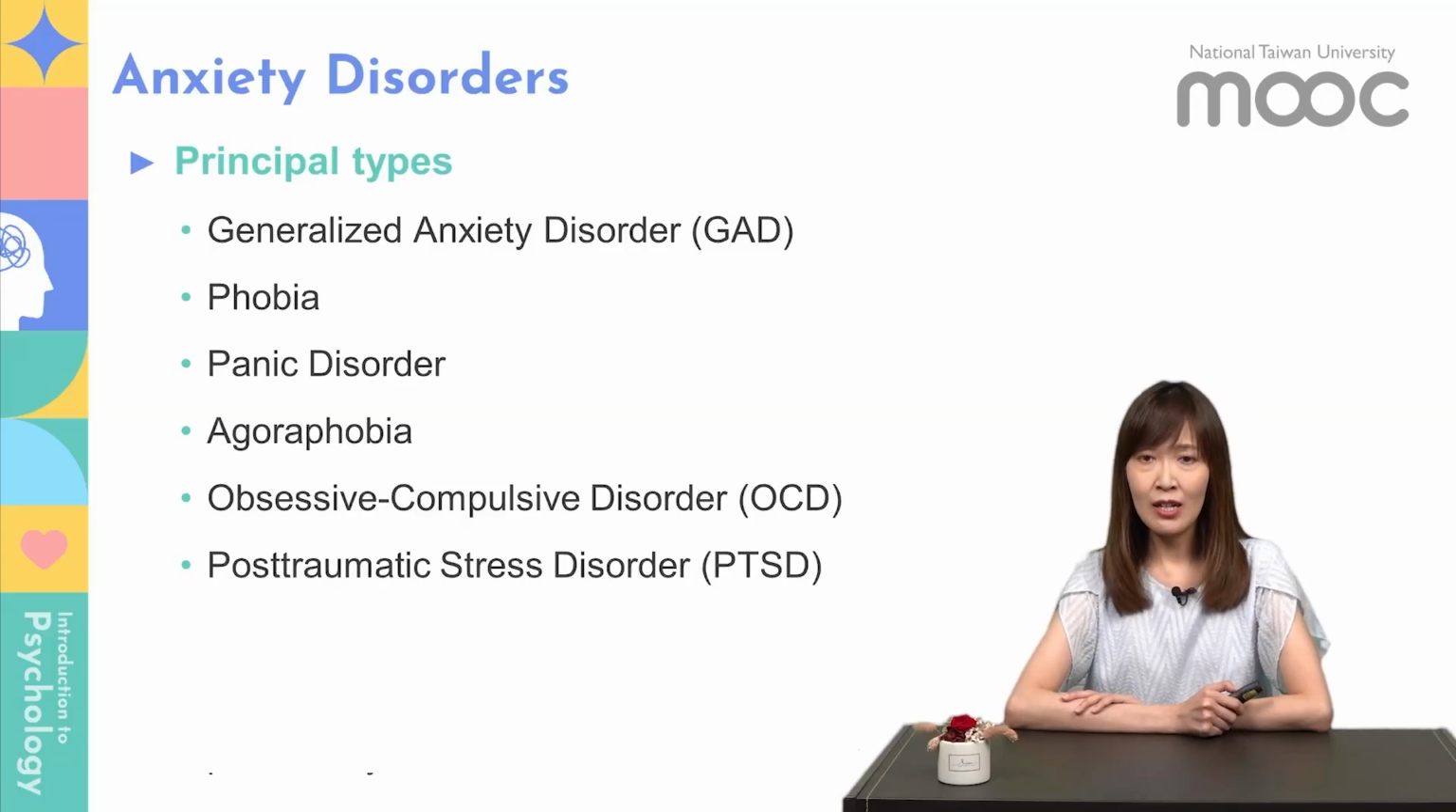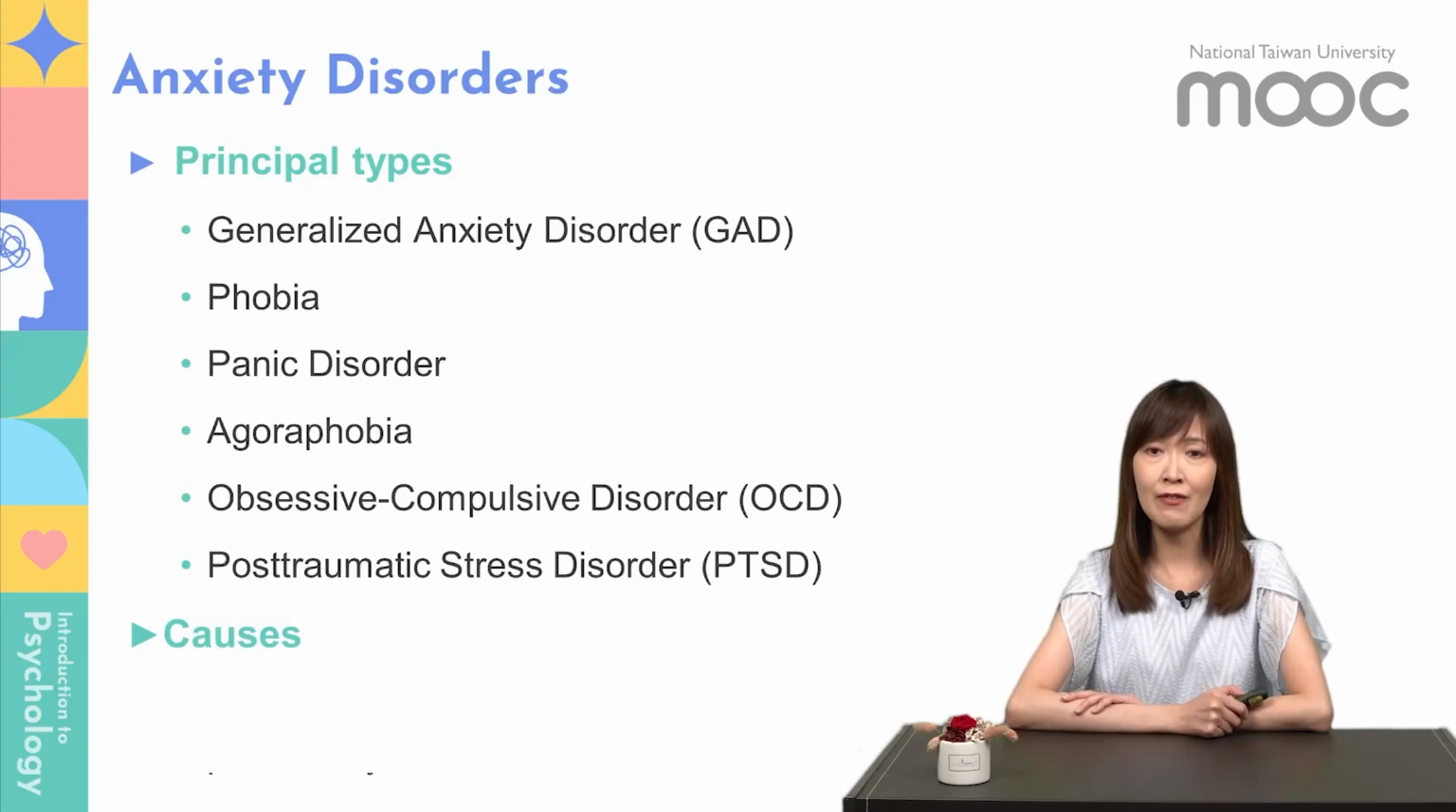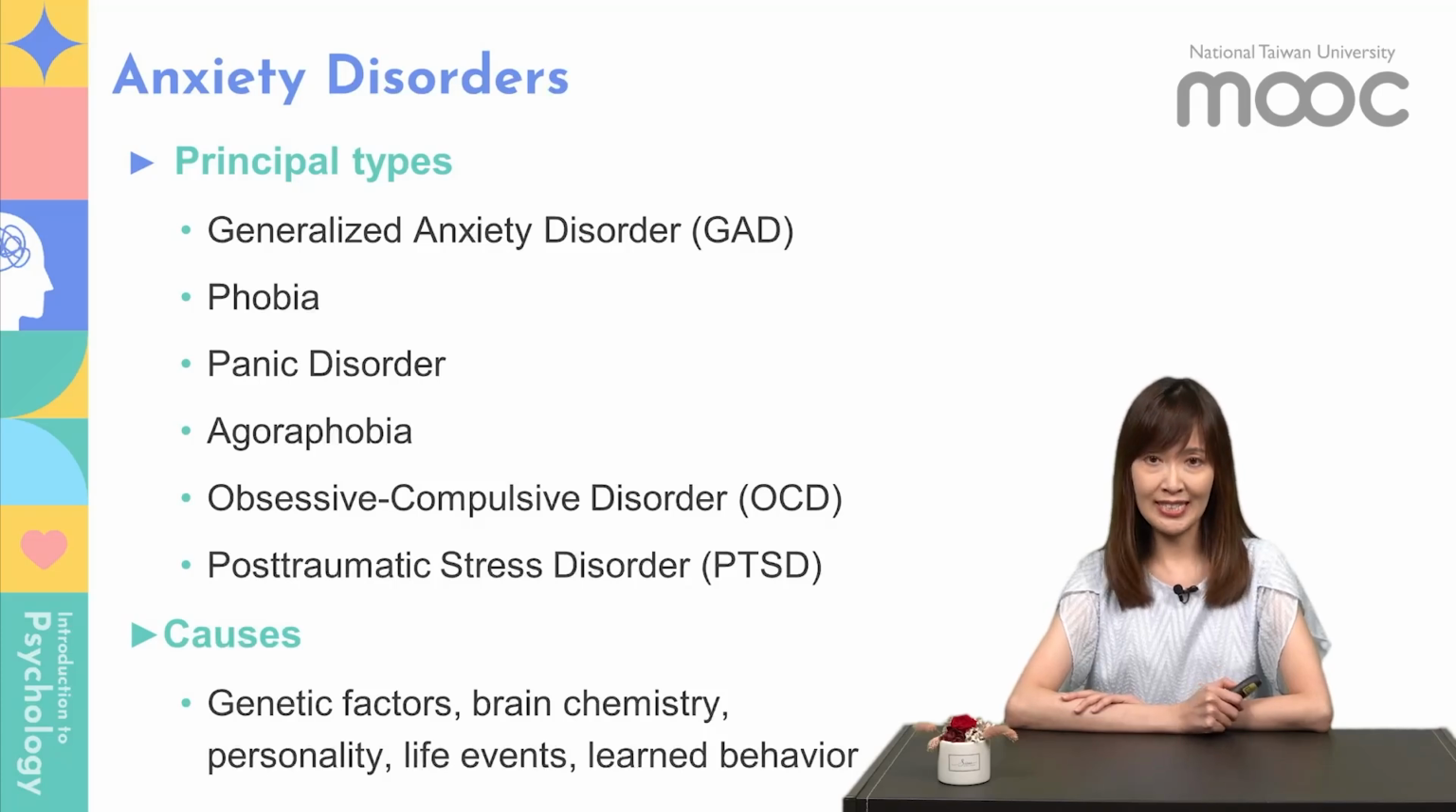But you may ask, what causes anxiety disorders? Researchers now agree that it's the combination of several factors that contributes to the development of anxiety disorders. So for example, our genetics. Anxiety disorders might run in the family. That is, if your parents or your siblings have an anxiety disorder, then you are at greater risk. Then next, brain chemistry. It refers to the imbalance of our neurotransmitters in the brain. It could also play a role.